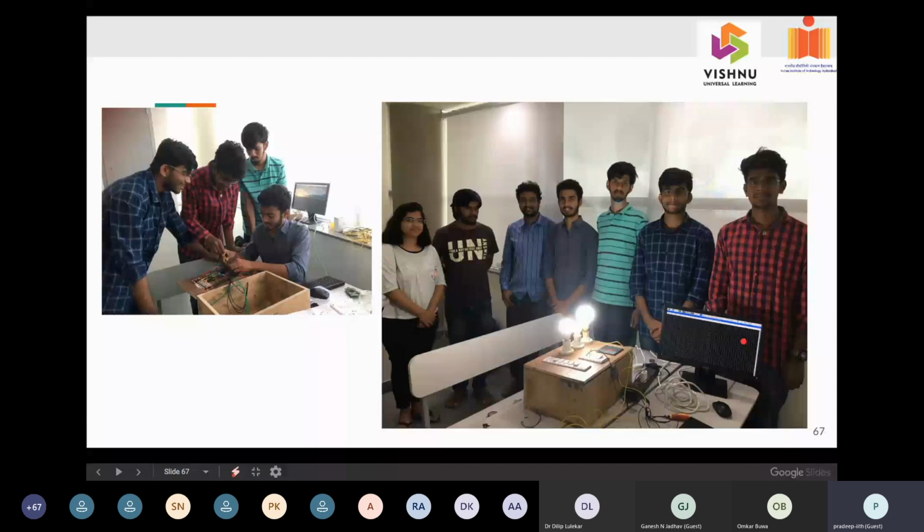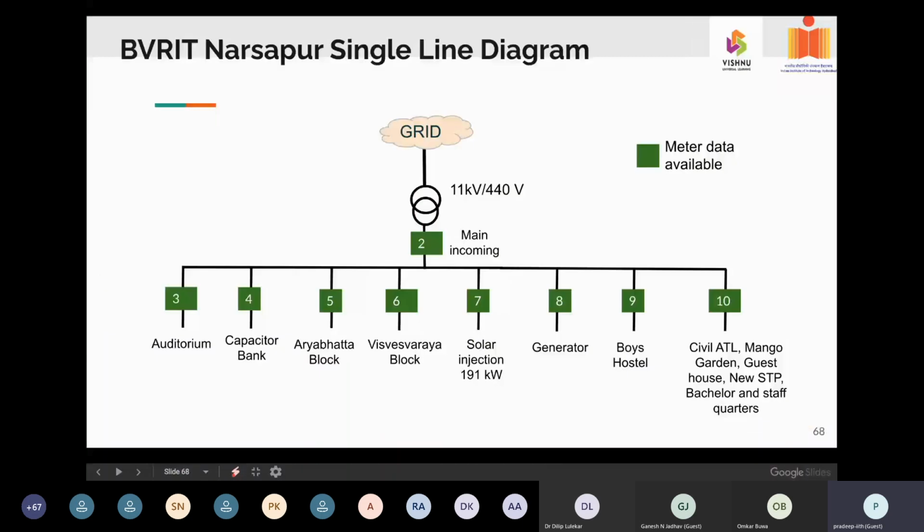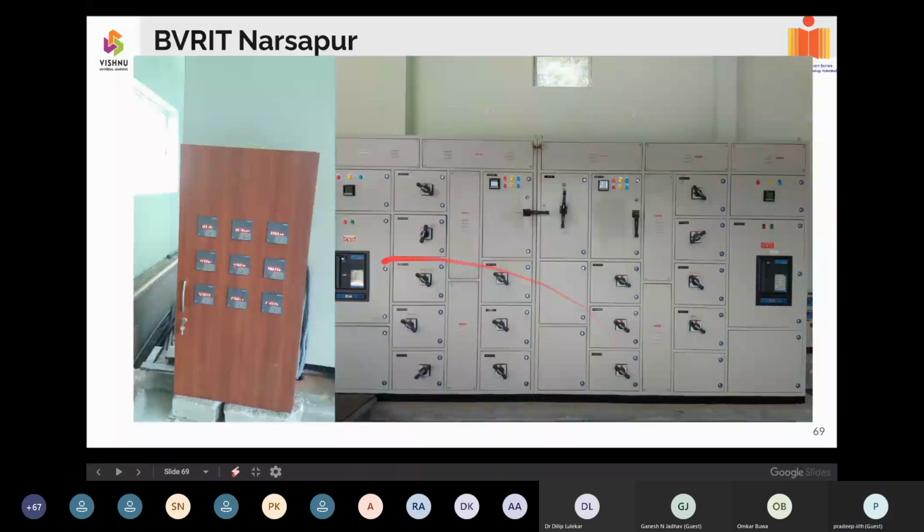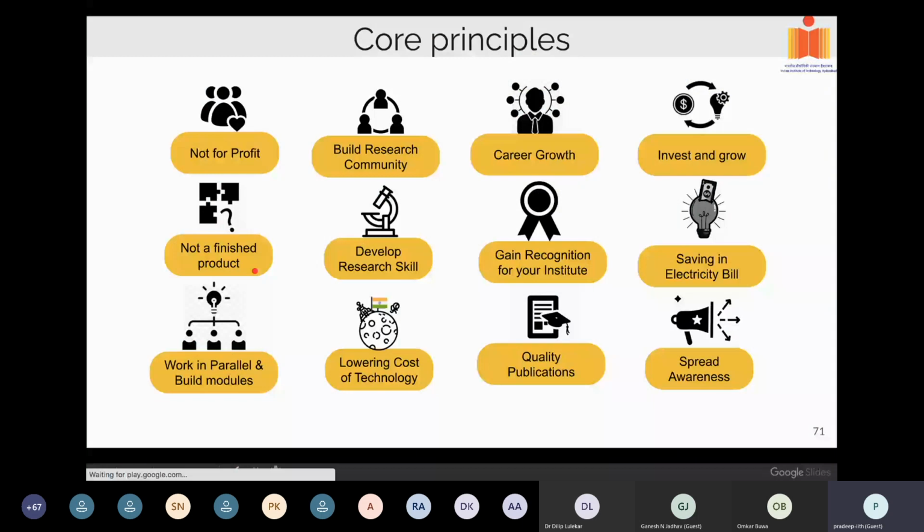So this is again one more campus. Again, you can see on the left there is a metering panel. 9 meters have been installed, and like this. So I'll conclude by saying what the core principles are. The first thing is this campus energy monitoring is a not-for-profit kind of research work. I'm not charging anything for the software. Whereas if you bear the hardware metering cost and all that, then we can help you in installing this campus monitoring in your campus. It is not a finished product.